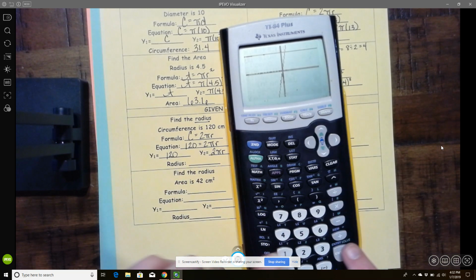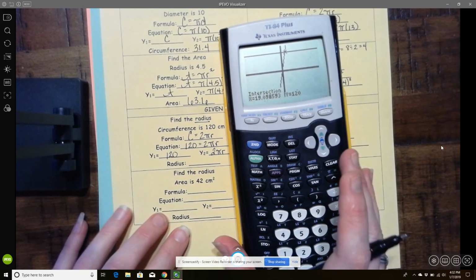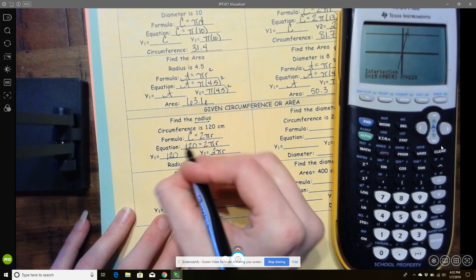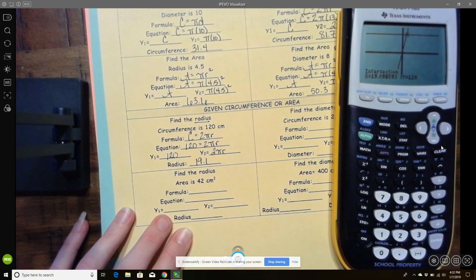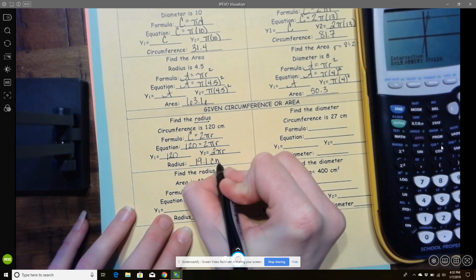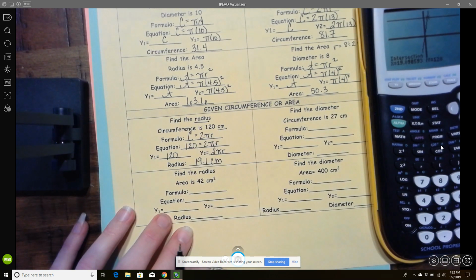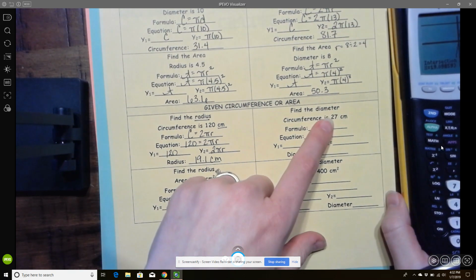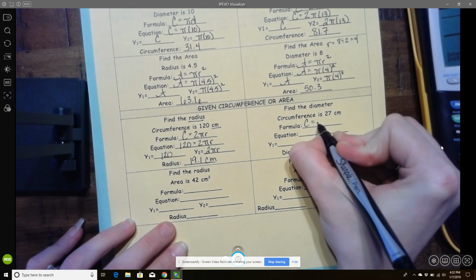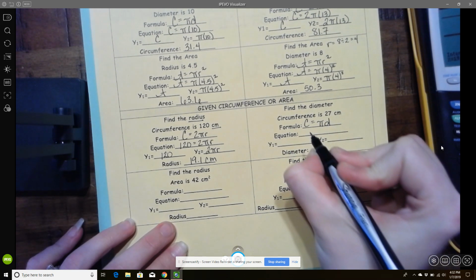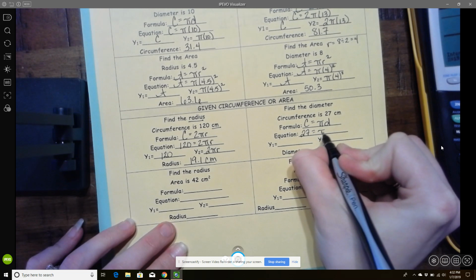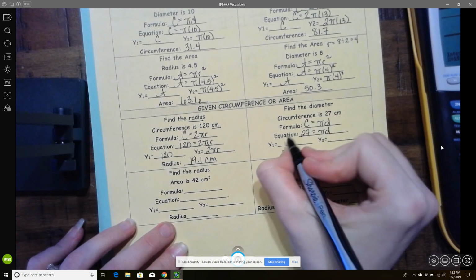So second trace 5, and I get 19.09, which would round to 19.1, and this one is going to be centimeters. They actually give me a measurement here. All right, circumference now with the diameter. So circumference equals pi times diameter. The circumference is 27. And I'm looking for the diameter.